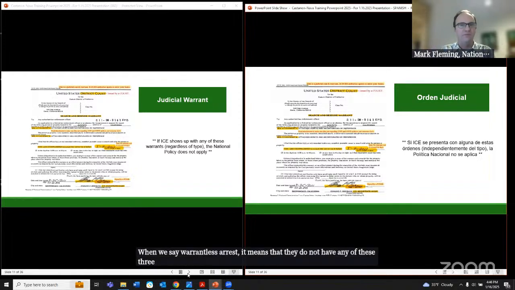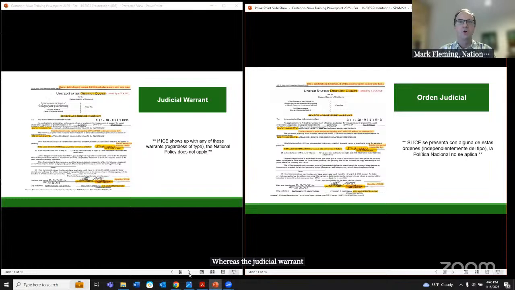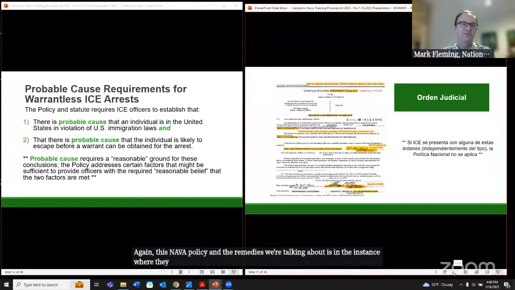Now, recall from Know Your Rights presentations, obviously, the warrants on the prior page, the I-200 and the I-205, do not permit ICE to enter a home without consent to enter, whereas the judicial warrant would allow them to enter a home. But again, this Nava policy and the remedies we're talking about is in the instance where they do not have any of these forms of warrants. Next slide.